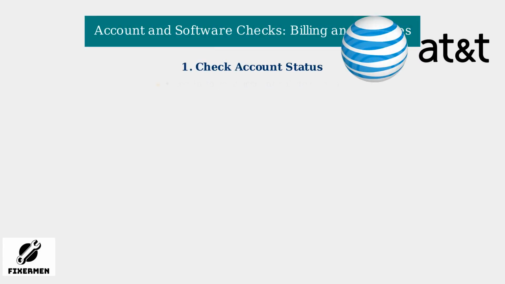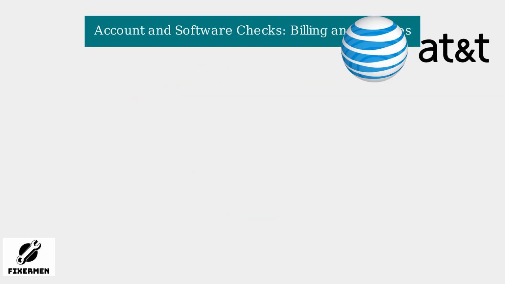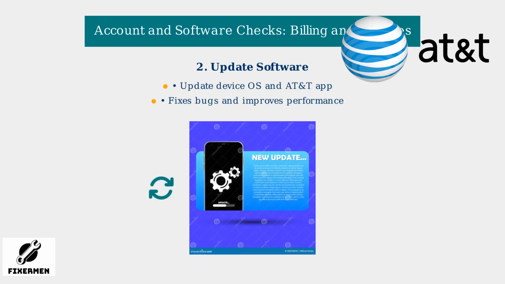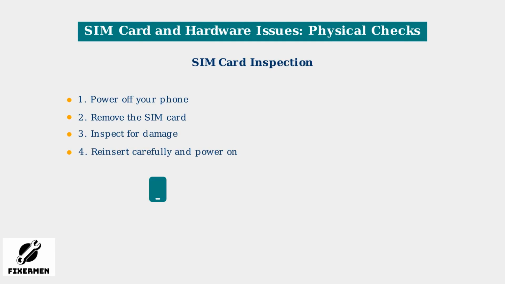Double-check your AT&T account status by logging in online or through the app to confirm your bill is paid and you haven't exceeded your data cap. Ensure your device's operating system and AT&T app are up to date, as outdated firmware can cause compatibility issues and performance problems. If basic troubleshooting doesn't resolve your mobile service issues, check your SIM card physically.